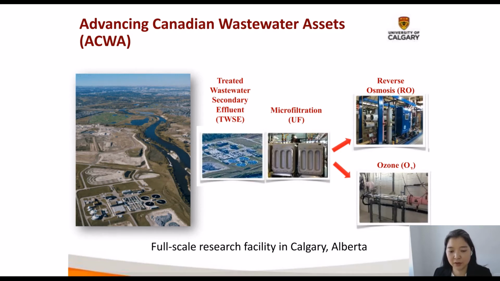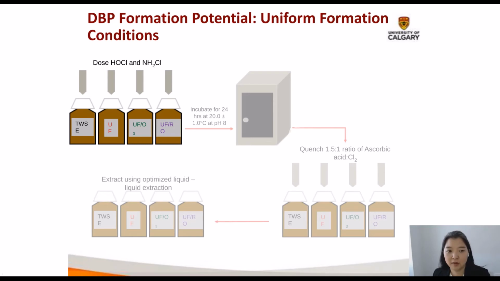And so what we wanted to observe is the efficacy of these advanced treatments of microfiltration, reverse osmosis, and ozone oxidation to remove the precursors to disinfection byproducts. And what I mean by precursors are the things that disinfectants react with in order to form the disinfection byproducts. If we remove those compounds or those precursors, then we're going to produce fewer disinfection byproducts. And the way that we did this is through formation potential testing with uniform formation conditions.